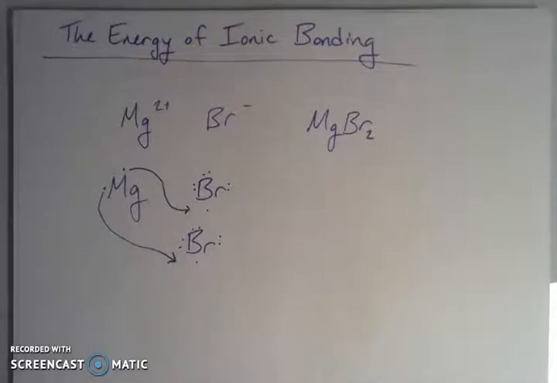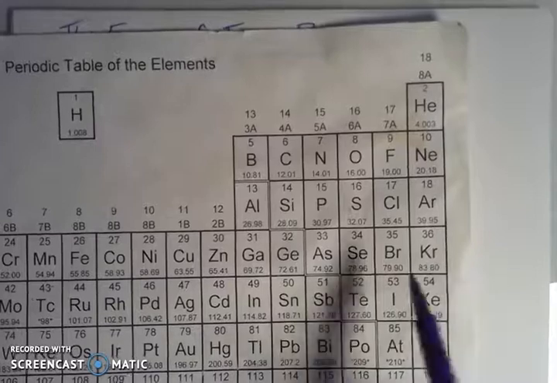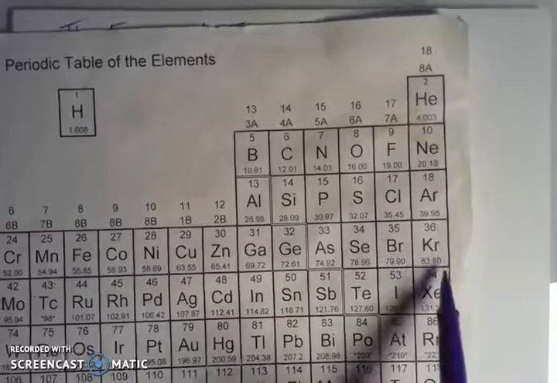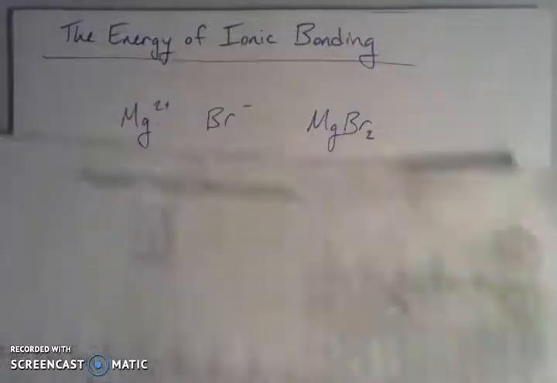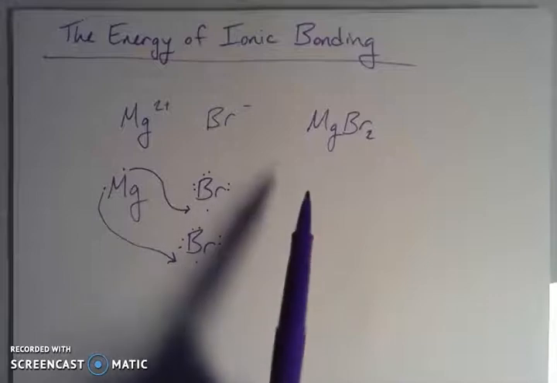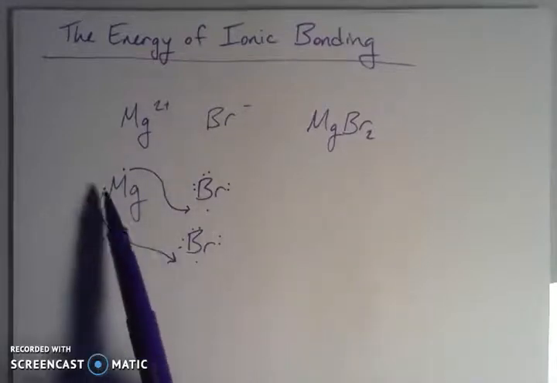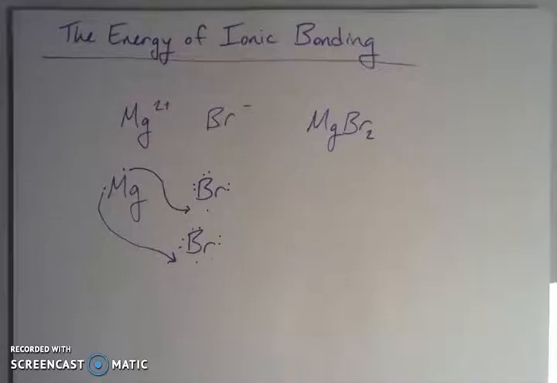And my bromides have a full octet as well, so they would look like krypton if we're thinking about things that they're isoelectronic with. So krypton is here. When I gain that 1 electron, then I'd be there at the end of my 4th period. Okay, so we have our cation and our anion and this electrostatic attraction between them that comes because of this transfer of electrons. But this transfer of electrons takes energy.